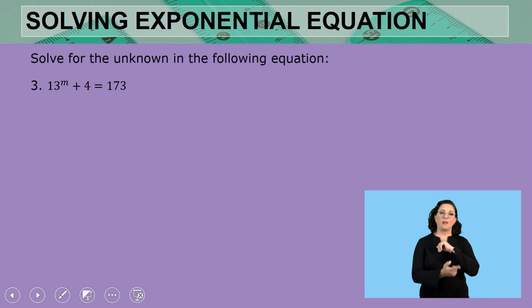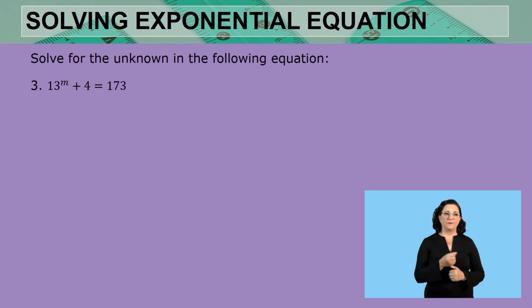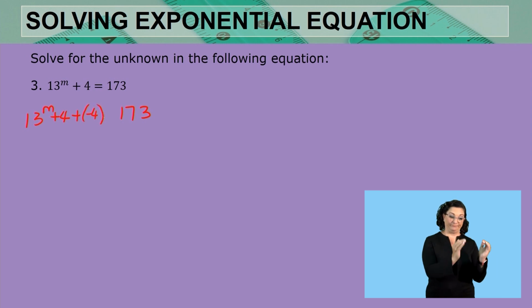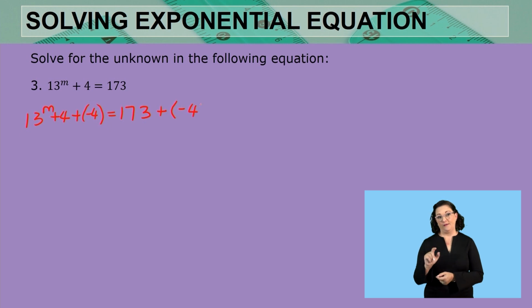Let's look at the last one there. We have a power where 4 has been added to that power, and the answer is 173. So the first thing we are going to do is to apply the additive inverse of 4. The additive inverse of 4 is -4, so in actual fact, we are adding a -4. And what I do on one side, I must do on the other side, so we are going to add a -4 on the other side as well.